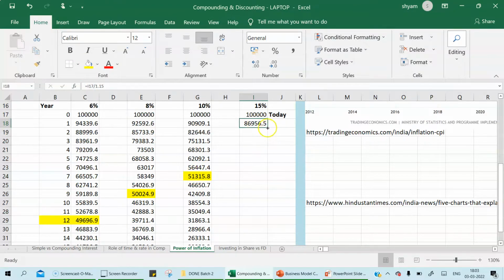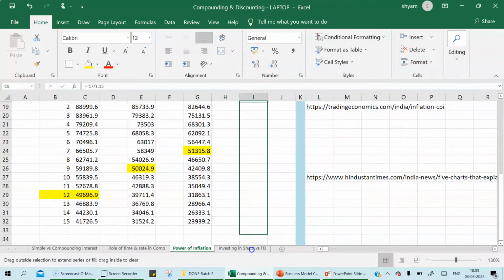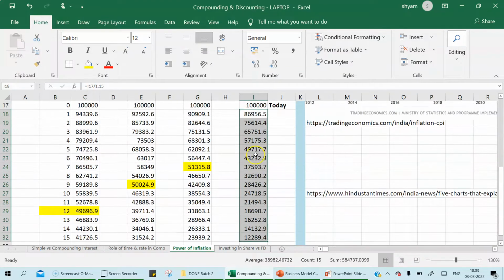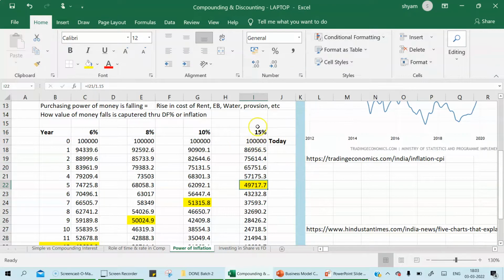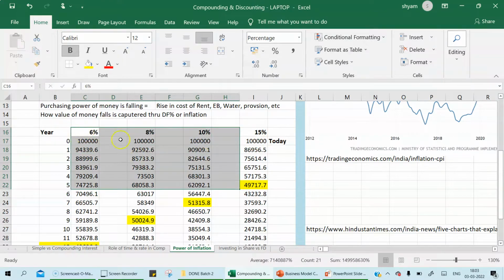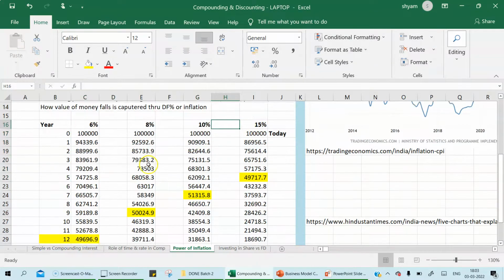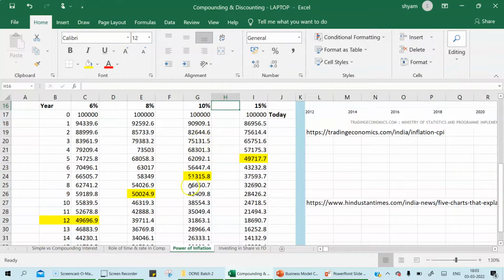15% is an impossible inflation rate, but if it happens, this would be the value of money. The value of money will go to 50% in 5 years itself, which is not going to happen. 15% is too much. We can concentrate on these elements here, 6, 8 and 10. But you can see here, the higher the inflation rate, the more rapidly the value of money falls.